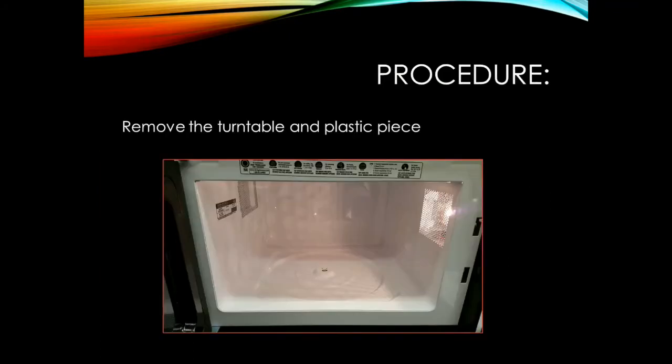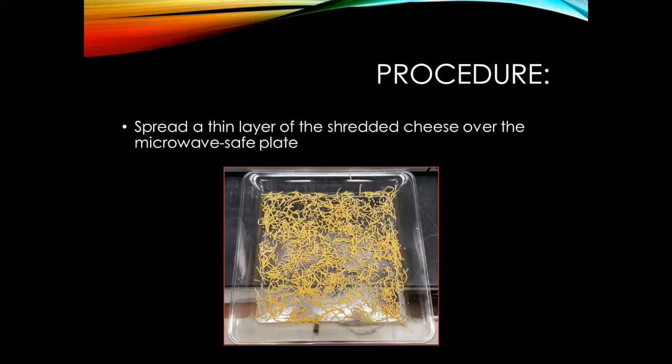Now we're ready to begin the activity. To start, remove the turntable and the plastic piece that drives the turntable. Some of these come out easier than others, so it might be a good idea to have a flathead screwdriver nearby in case you need to pry it out. Next, spread a thin layer of shredded cheese over the microwave-safe plate. It doesn't have to be a perfect layer, but you should spend some time making sure it's as even as reasonably possible.